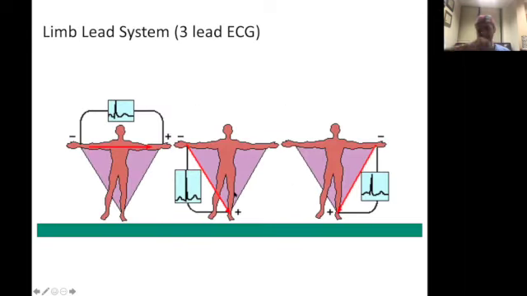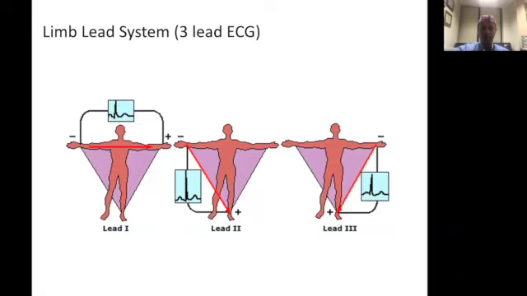So if we are talking about the 3 limb lead systems, what are the names of those 3? Someone from BDU, tell me what the names of these 3 leads are if we're talking about the limb lead system. Lead 1, lead 2, and lead 3. Okay, good. I heard lead 1, lead 2, lead 3. Excellent. And you can look at the directions of those leads.